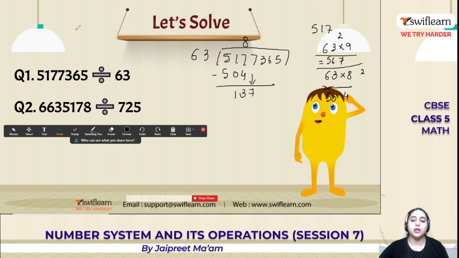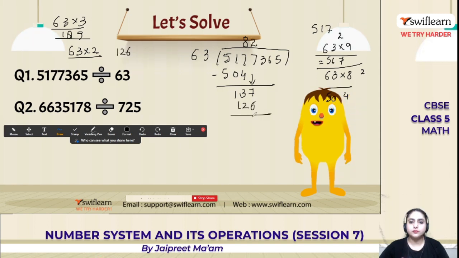Then multiply 63 by 3. So it's 9 and it's 18, much greater. Now let's multiply it by 2. So it's 6 and it's 12. So 126 we will get. Then we will subtract. So we will write 2 over here. 7 minus 6 is 1, 3 minus 2 is 1. So we'll bring this 3 down. So 126 is greater, so it will be 63 times 1. 0 and 11 minus 6 is 5. Now we have to bring this 6 down.